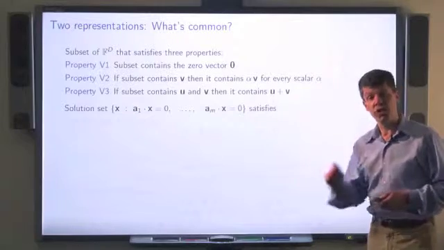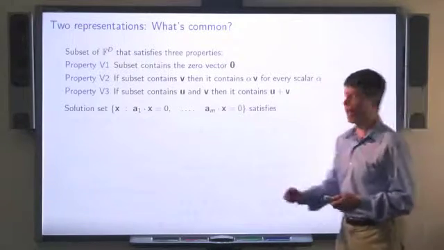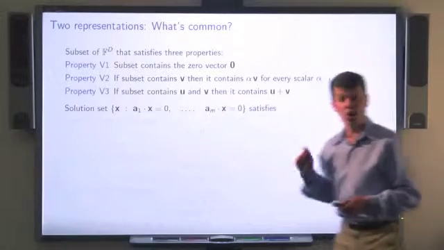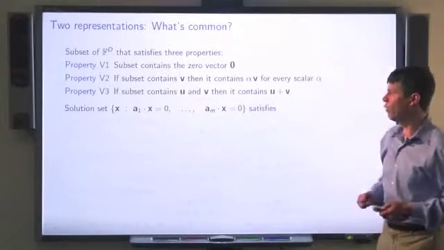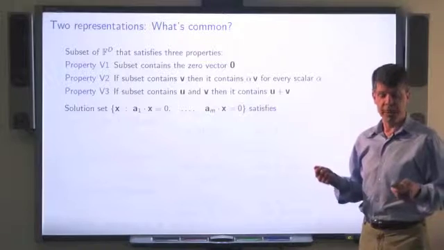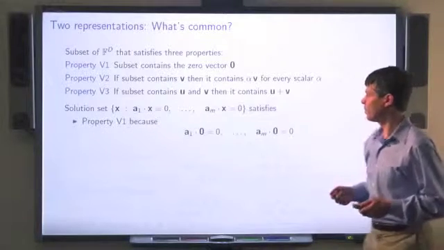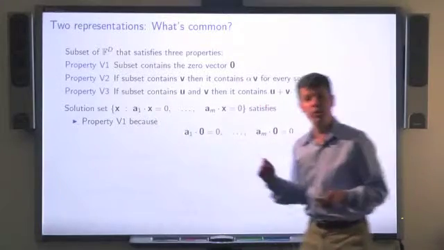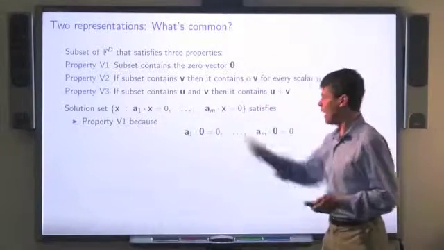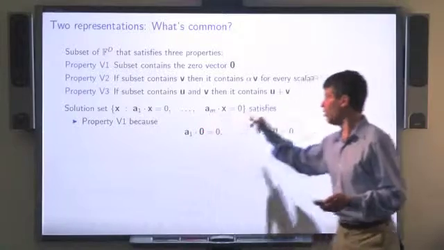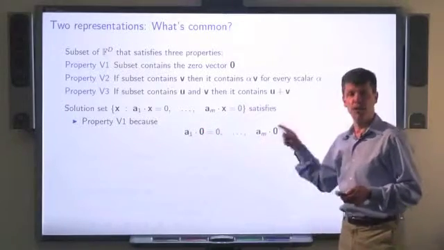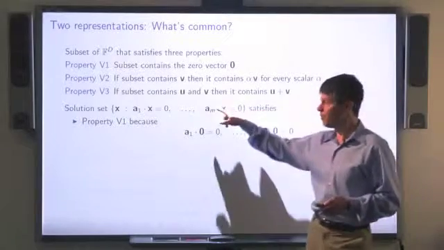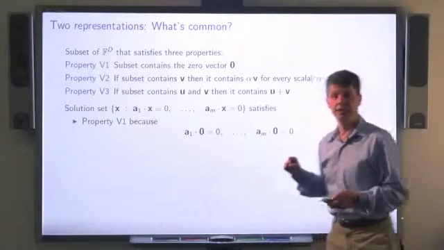Now let's turn to the other representation, the solution set of a collection of linear equations where the right-hand sides are all 0. Now, property v1 is also easy. Take the zero vector and plug it in. Well, a1 dotted with the zero vector is 0. a2 dotted with the zero vector is 0, and so on. All the dot products with the zero vector are 0. So clearly, the zero vector lies in this solution set.